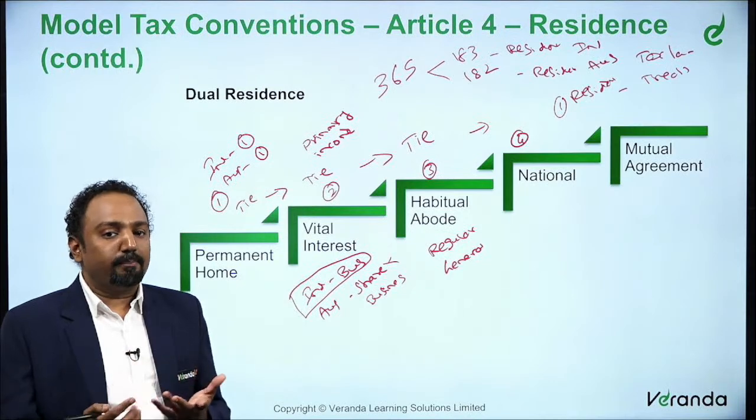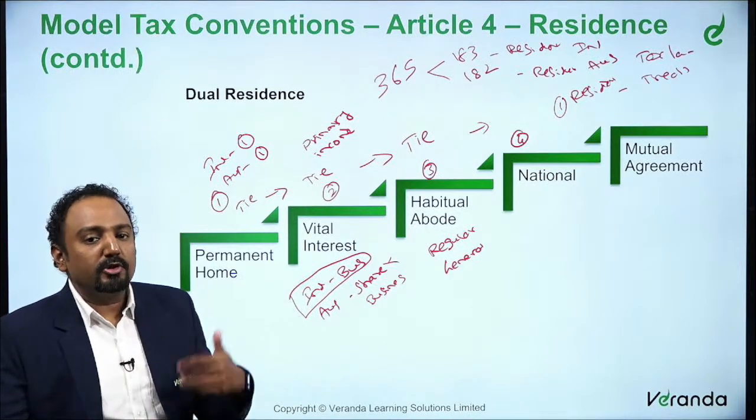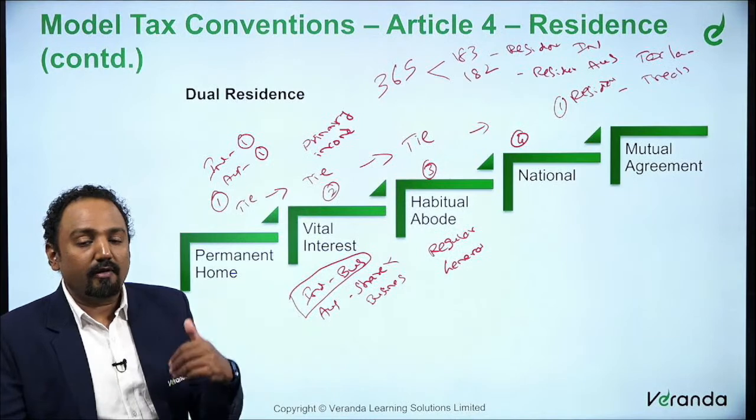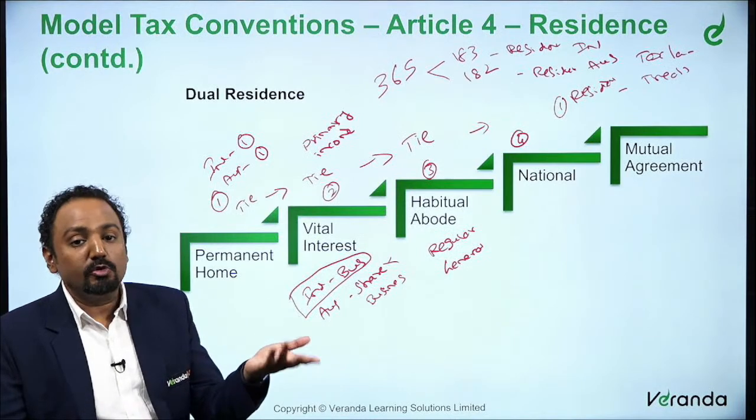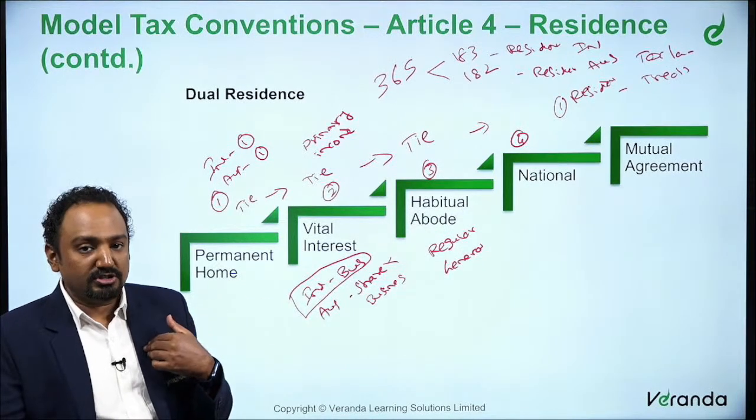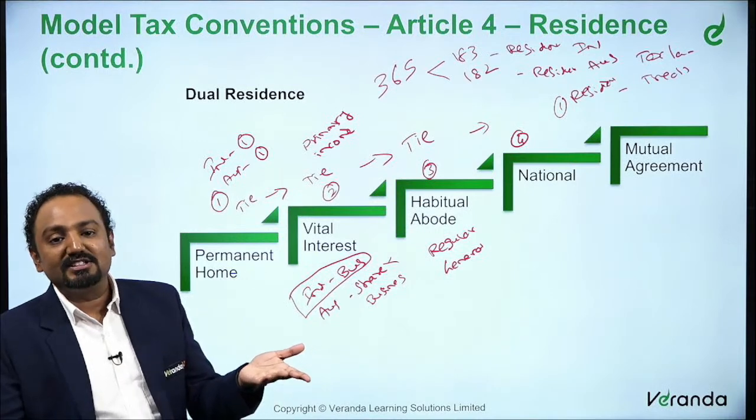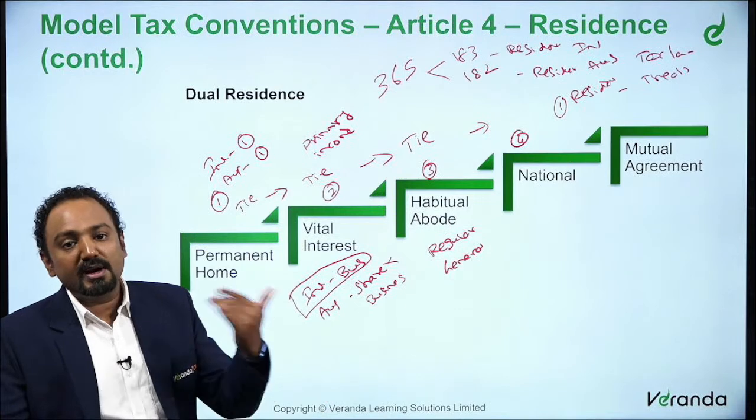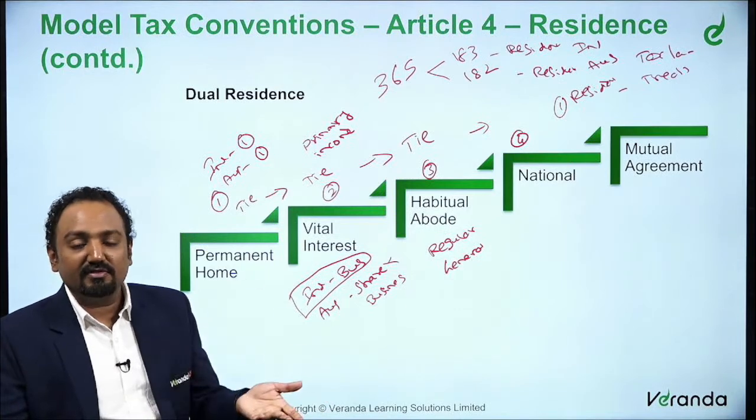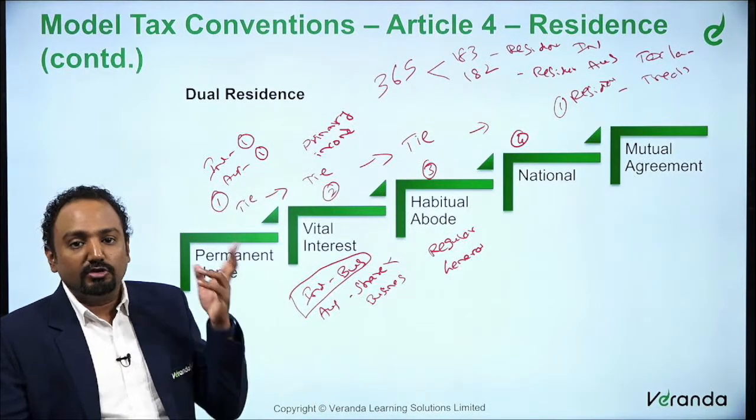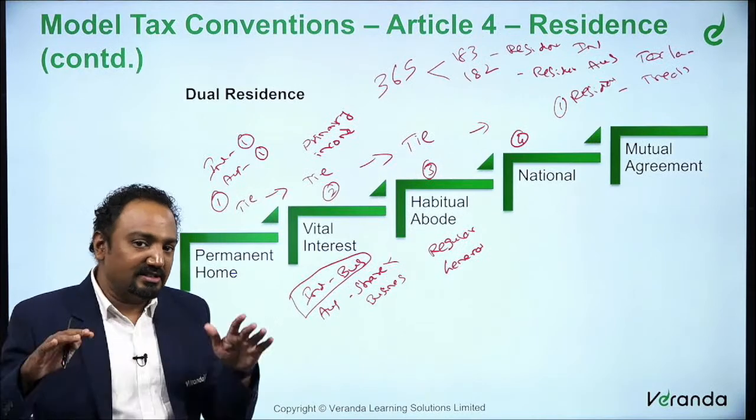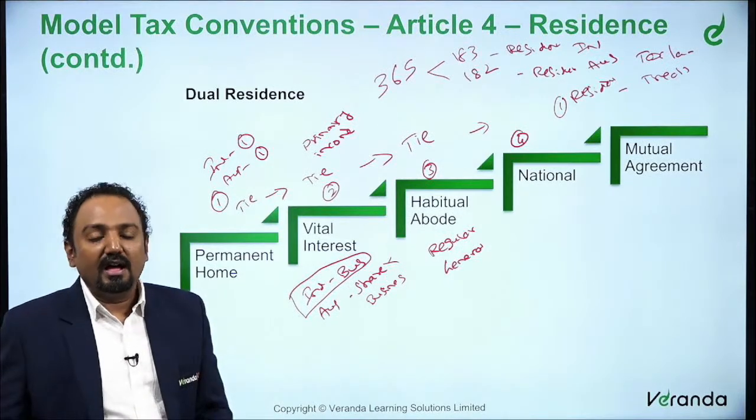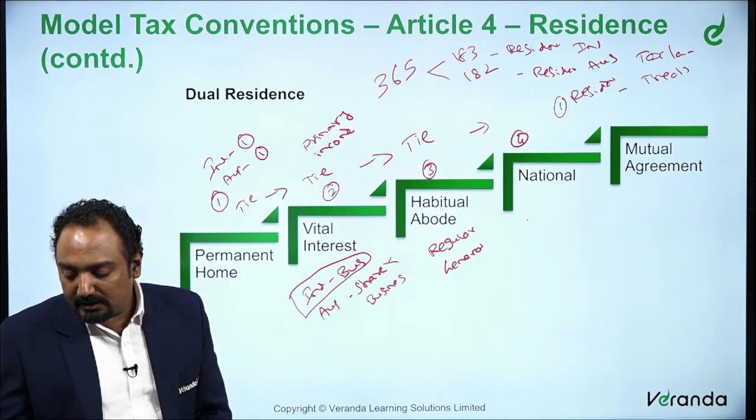Now you could be a person of Indian origin, but you could have applied for a green card in the US and obtained it, and you might have a valid US passport. So though you are a national of India, you also have a valid citizenship of America. In this case, there could be a tiebreaker also. If you are able to decide the national, it ends there. That becomes your resident.